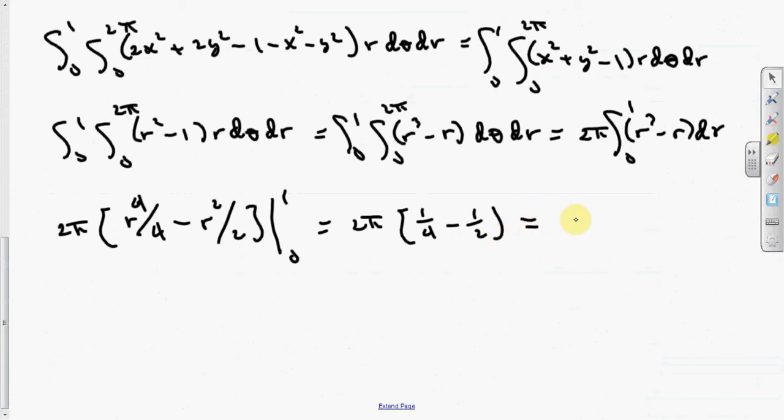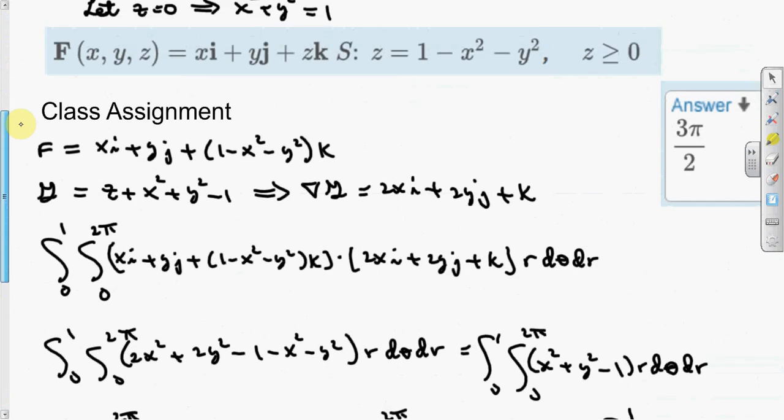So this is pi over 2 minus pi, negative pi over 2. What did I get? Did I get positive pi over 2? Oh boy, I'm totally off.